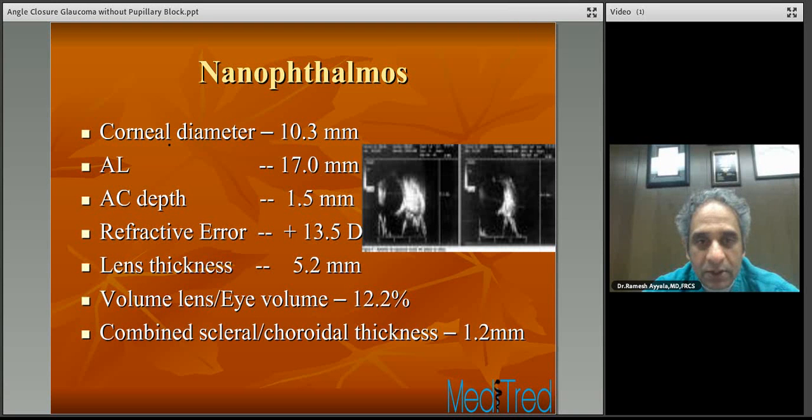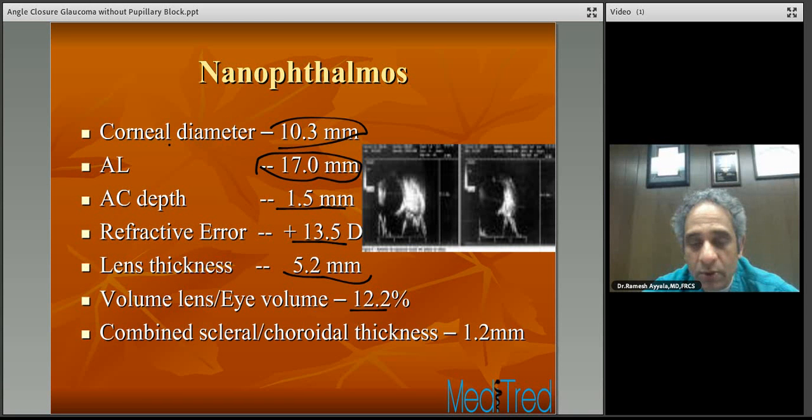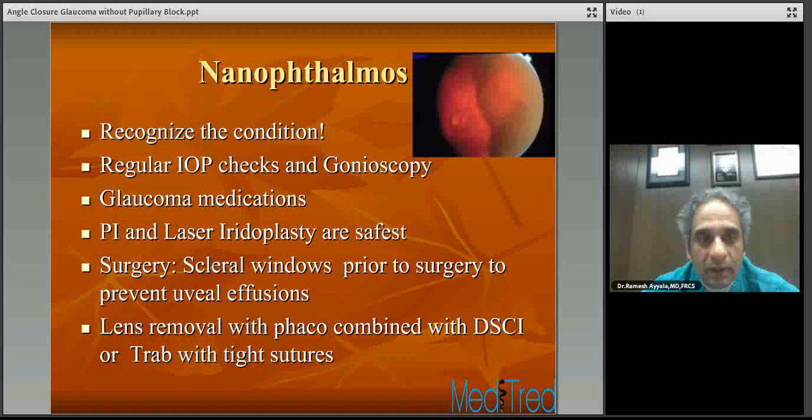Here are some OKAP questions for you. Corneal diameter in these patients on average is 10.3, axial length is 17. Anything 18 millimeters or less is by definition nanophthalmos. Anterior chamber depth is 1.5 on average, as opposed to 3 millimeters in the normal eye. Refractive error is plus 13.5 diopters, lens thickness 5.2 as opposed to 4.5 in a normal eye. Volume of lens versus eye volume is 12% as opposed to 3% or 4% in the normal eye. And combined scleral choroidal thickness is more. So when you see it, you want to recognize this condition.